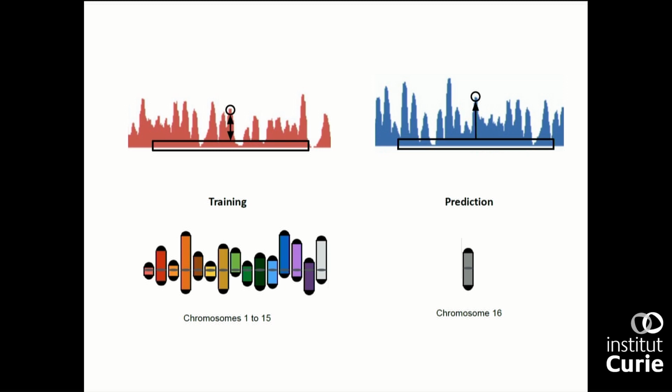Exactly as in the gene start site case, I take a lot of chromosomes to train the model, and one chromosome I keep aside for the prediction. Now I have 16 chromosomes because I'm in yeast, you remember.